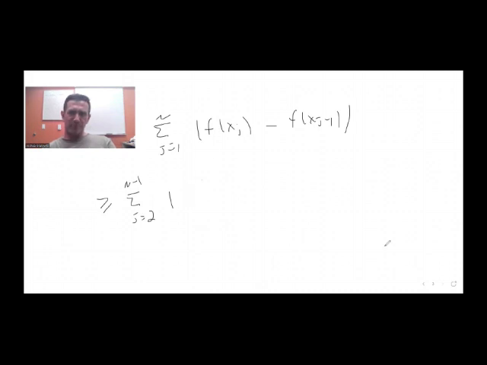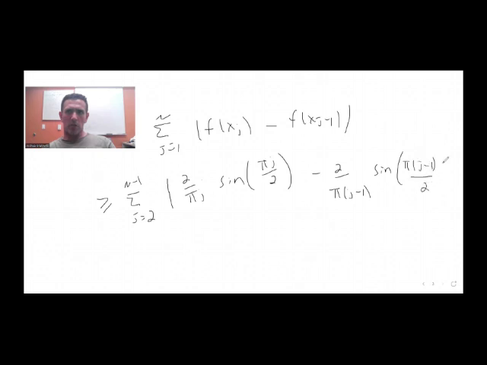And now I'll write out what f of xj is. xj is 2 over pi j, so sine of 1 over xj gives me sine pi j over 2. This is 2 over pi j minus 1, sine pi j minus 1 over 2. And now this is very straightforward. Let's call this entire sum star.